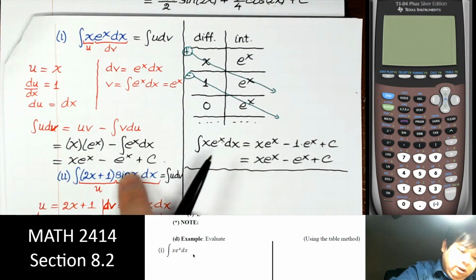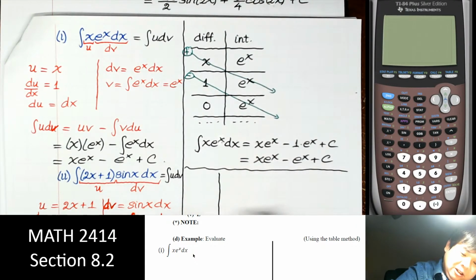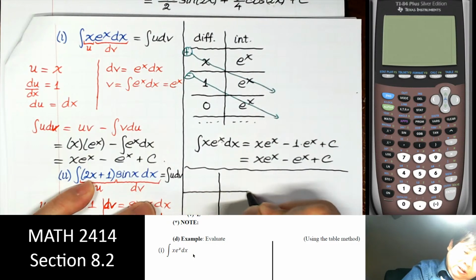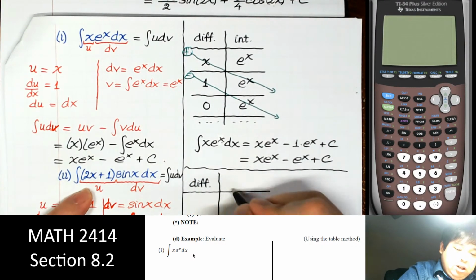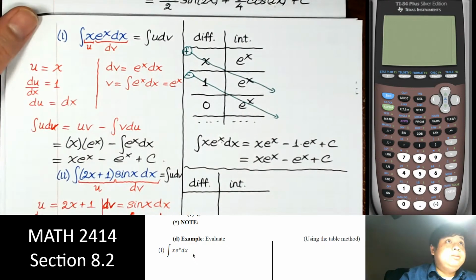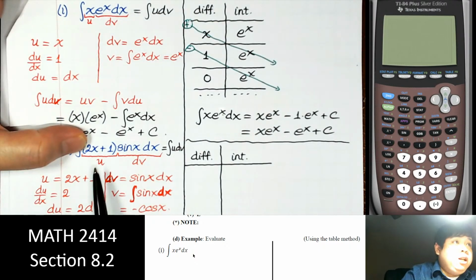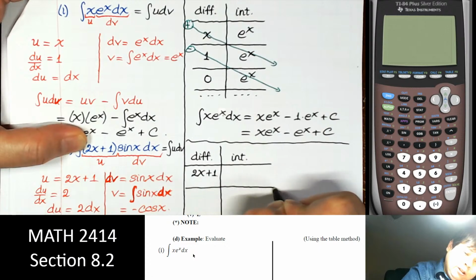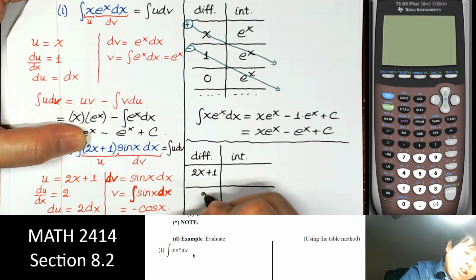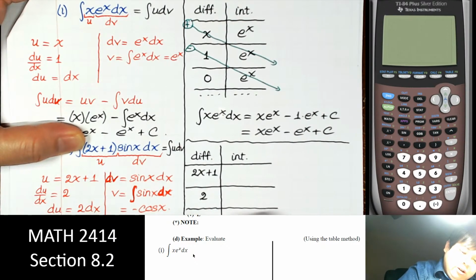Right? So, same thing here. Make a table. One term to be differentiated, the other term is integrated. We use u to be 2x plus 1. So we have 2x plus 1. Derivative of 2x plus 1 is 2. Derivative of 2 is 0, and will be 0 after that.